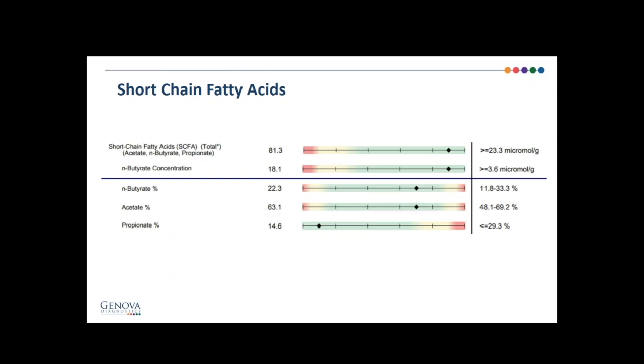And in addition to short-chain fatty acids, we also look at products of protein breakdown, beta-glucuronidase. We look at secondary bile acids on our CDSA 2.0 test.